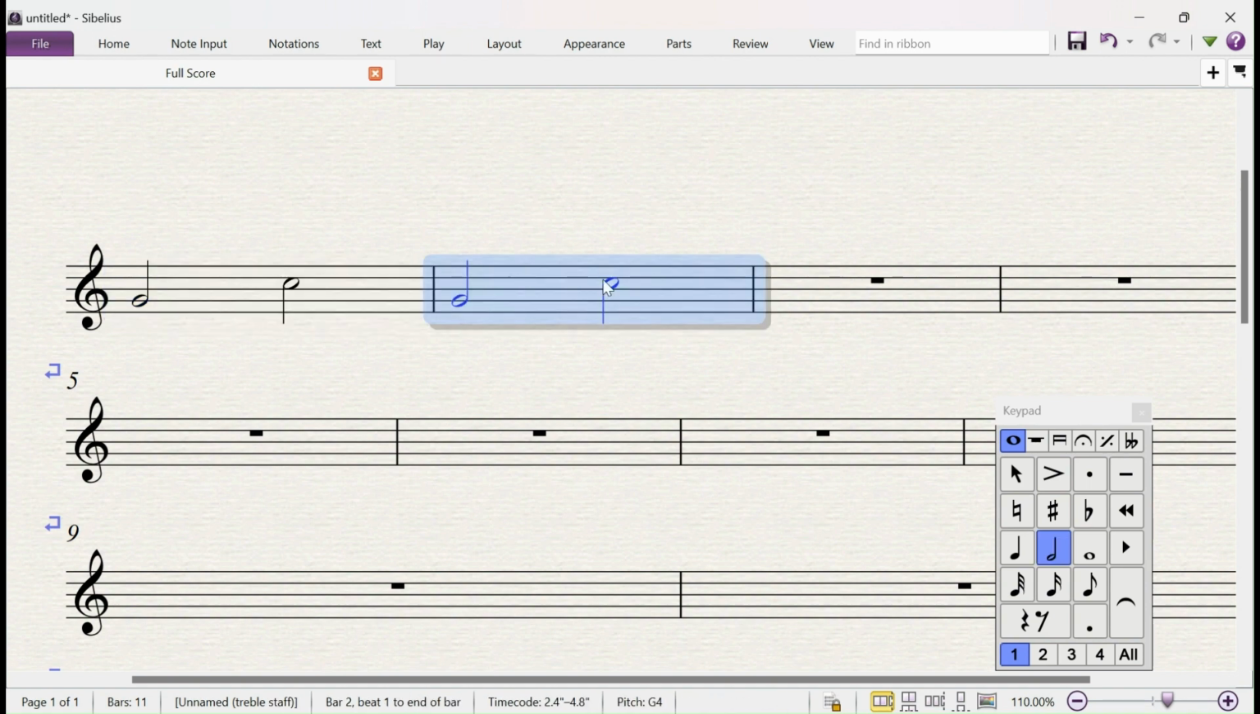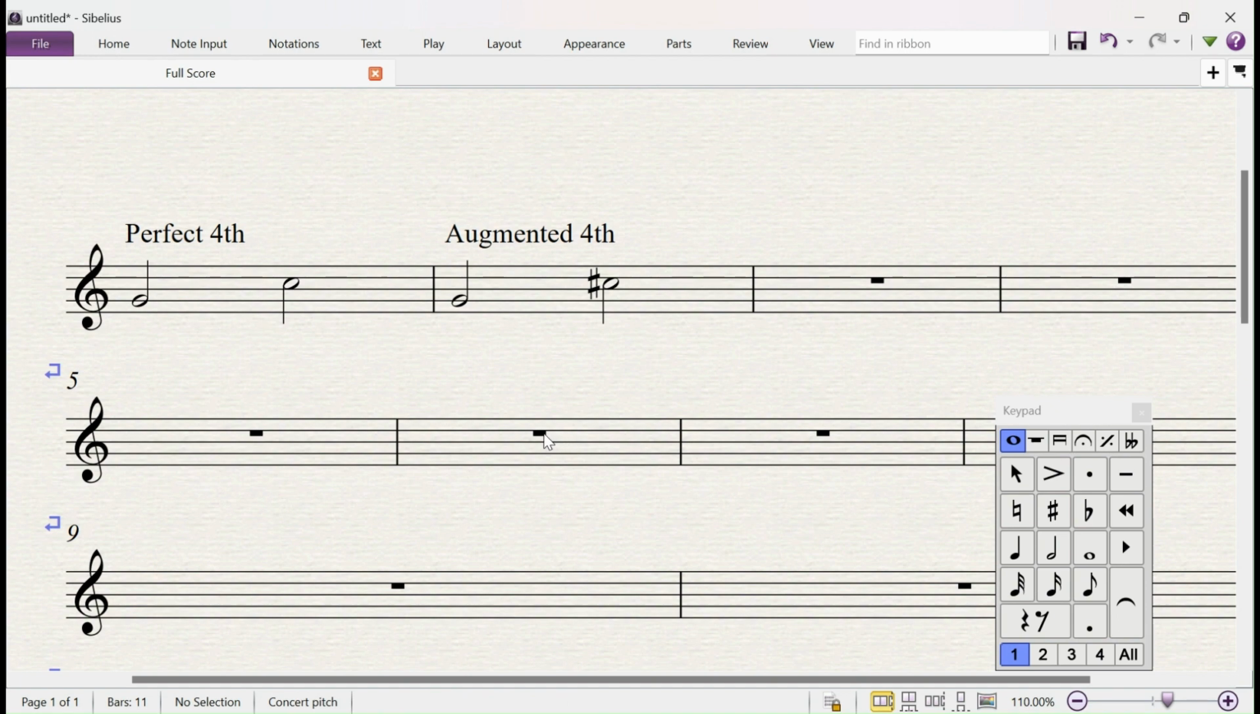However, G to C sharp. C sharp is not in the scale of G major. It's a half step higher than what it should be. So this is a perfect fourth, but this is an augmented fourth. Augment means to make bigger.